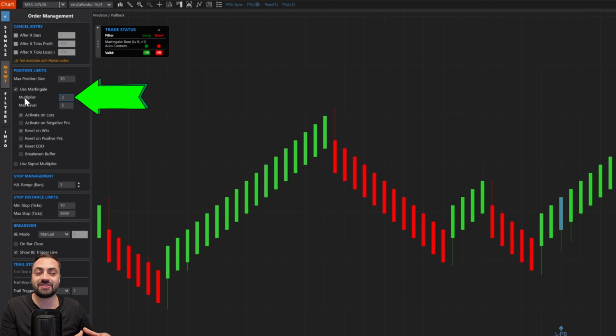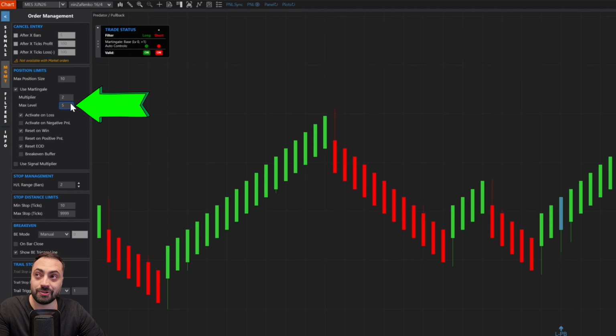Your multiplier is just how much your position size is going to multiply by anytime you get stopped out. So a multiplier of 2 just means it's going to double. So again, if you start with a position size of 1 and you get stopped out, the next one is going to be a position size of 2. You get stopped out, a position size of 4. Again, position size of 8.